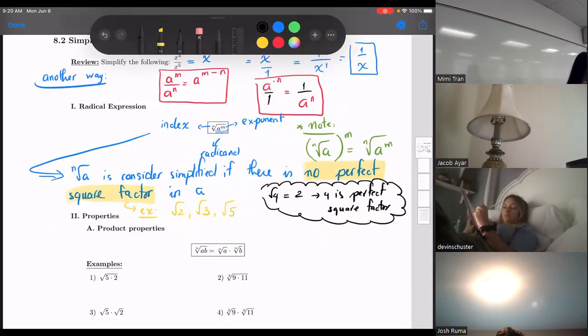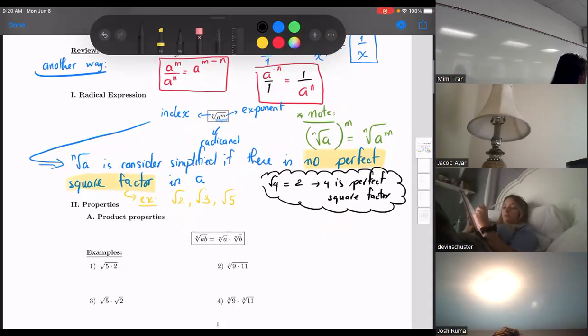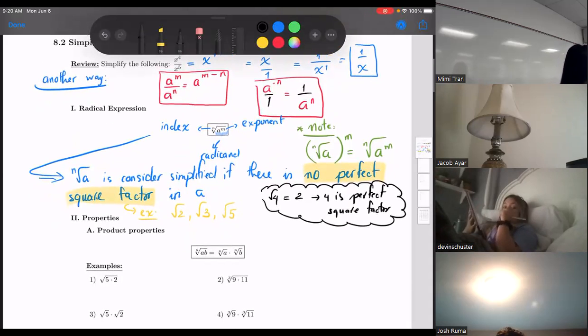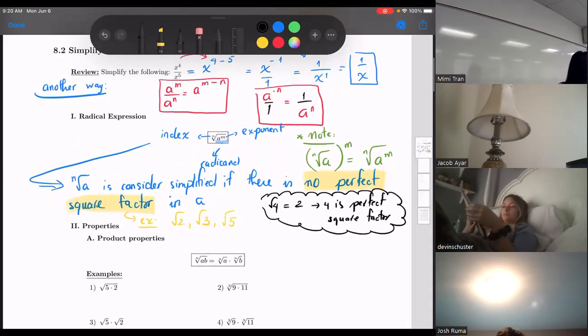Okay. All right. So far, so good. So those are just basic information you should know. When I say radicand, you should know what I meant. When I say index, you should know what I meant. Right?